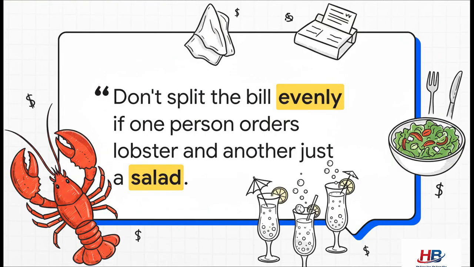And this is the perfect way to think about it. Imagine you're out to dinner. You order a small salad, but your friend goes all out, gets the giant lobster, a couple of fancy cocktails. When the bill comes, are you going to split it 50-50? No way. You pay for what you ate. Well, ABC is just applying that exact same common sense to business.